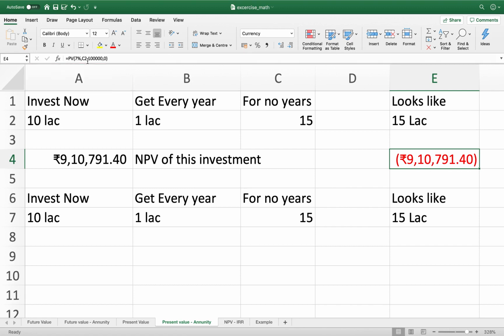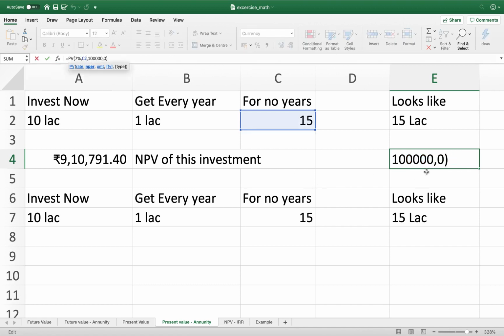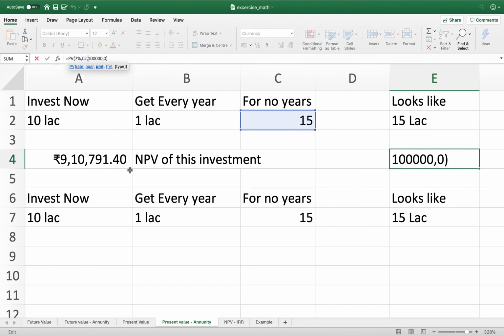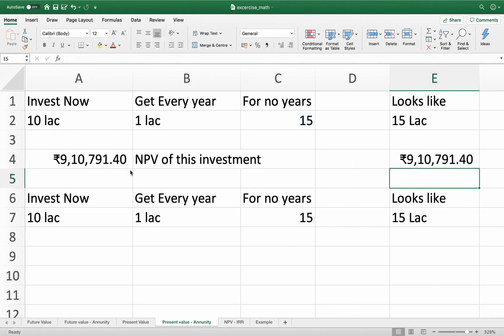Why is it coming in red? Because I did the same mistake again, and the mistake is I have to put a negative sign in front of 1 lakh rupee. And then you can see that the annuity of the present value can also be calculated using the similar formula. So the formula of present value and future value is something which is clear to you now.